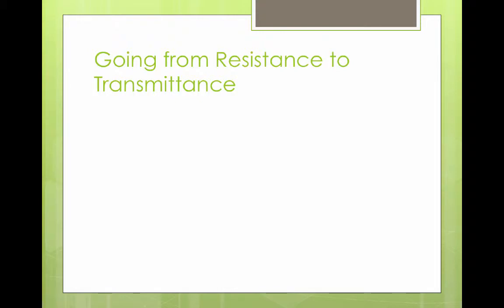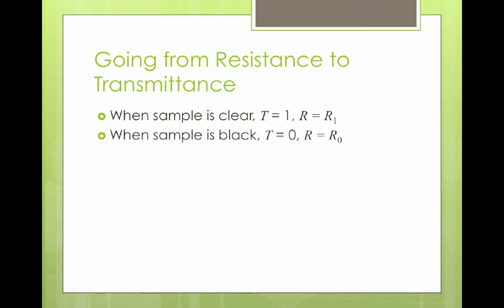So going from resistance to transmittance, this is how we do it. You did 2 samples. We had pure water, and we assume that that is 100% transmittance, that all the light that comes into the sample goes through and goes into the sensor. So we assume that T is equal to 1 in that case. The resistance that you measured for that clear sample, we're going to call R1. Now when the sample was black, we assume that no light is coming through the sample, so the transmittance is 0. And we're going to call the resistance that you measured for that case R0.